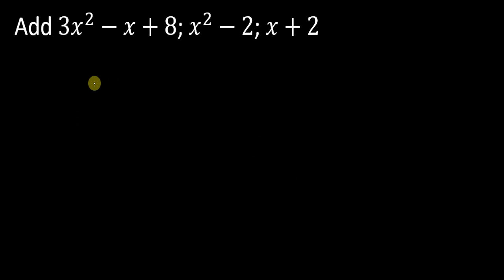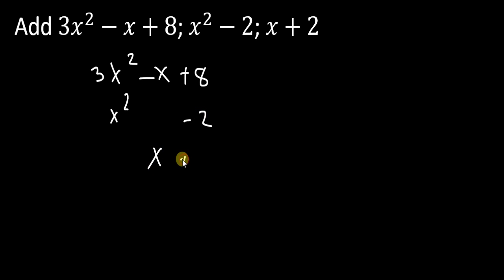Next, add 3x squared minus x plus 8 and x squared minus 2 and x plus 2. So, tatlo na yung pag-addin natin. So, mas madaling gamitin yung pangalawang way. So, that is 3x squared minus x plus 8. Then, x squared. So, dito, tapat natin dito. Minus 2. Then, x plus 2.